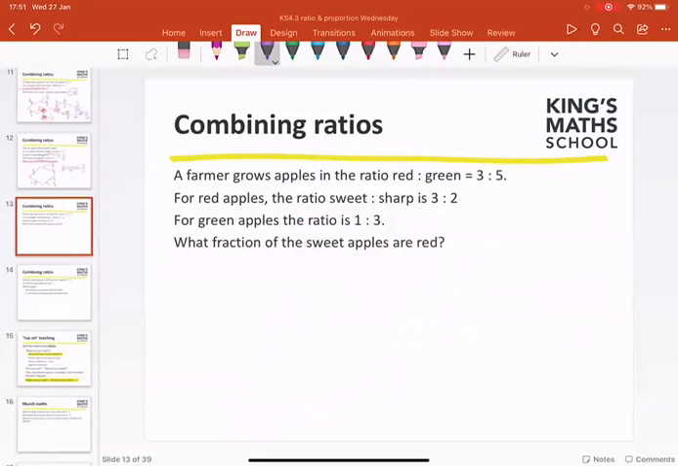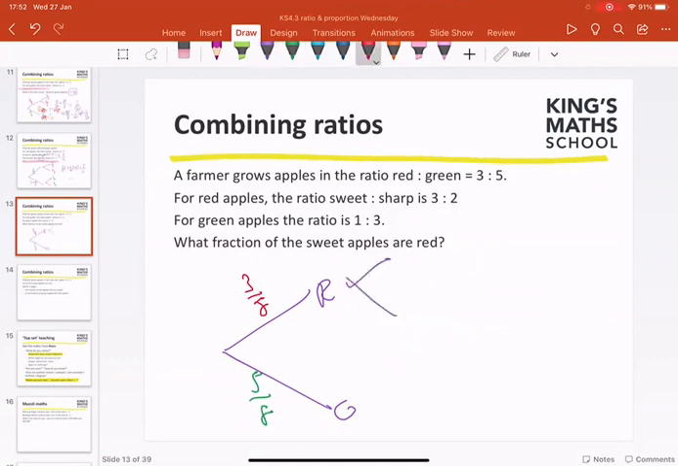Okay, so now what have we got? We've gone back to the ratio 3 to 5, so 3/8, 5/8. And we've got red apples, where the ratio sweet to sharp is 3 to 2, so we've got 3/5 and 2/5 for the red apples. And green, we've gone back to 1 to 3, so that's okay. So we've got 1/4, 3/4. I'll make that a bit more legible, sorry. 3/5, 2/5.